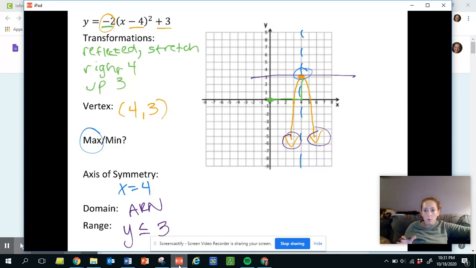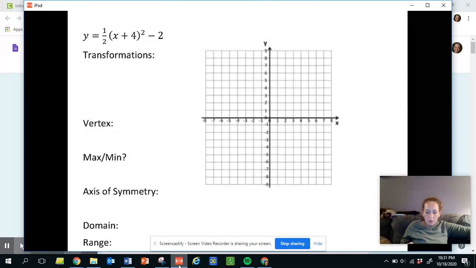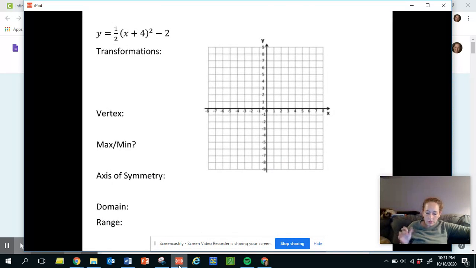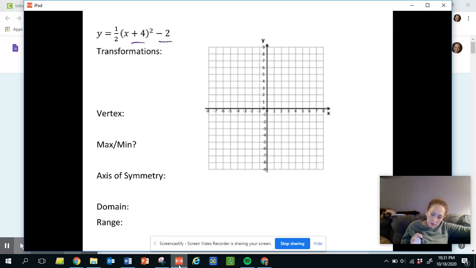Okay, so I've got one more. All right, the first thing is the vertex. Remember, you have to flip the sign in parentheses with x. That's going to be a big thing that comes up all the time. So for my vertex, I have to flip that to be -4, and the other one stays as just -2. So if I go to (-4, -2), I put a dot there.